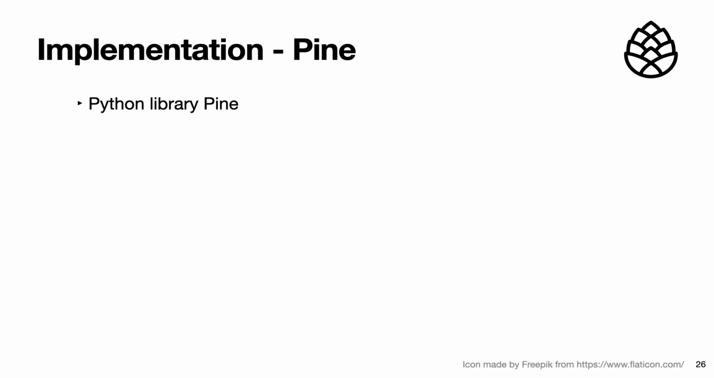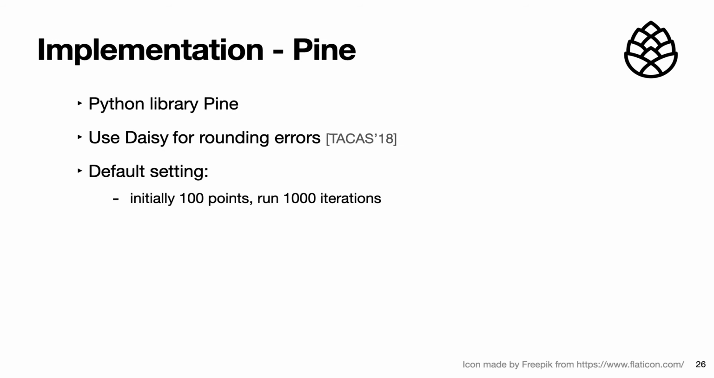We have implemented our algorithm in a Python library called Pine. For computing rounding errors, we used a tool called Daisy. We also determined a reasonable default setting in which we initially sample 100 points and then run 1,000 iterations of the loop from these points. We round coefficients of polynomials to 2 decimal points and ranges to 1 decimal point.